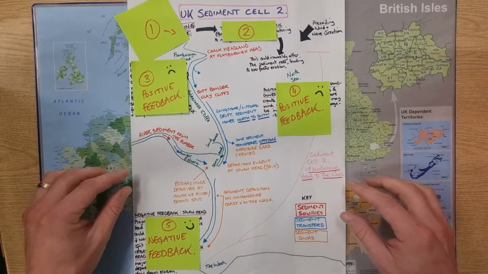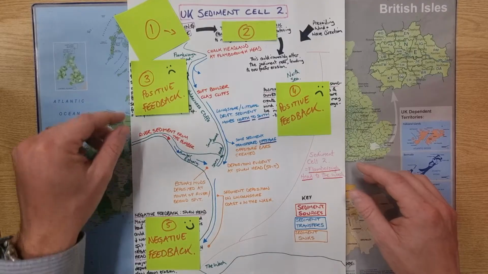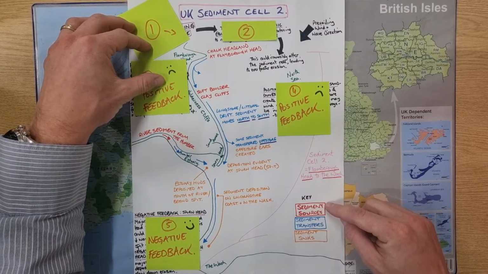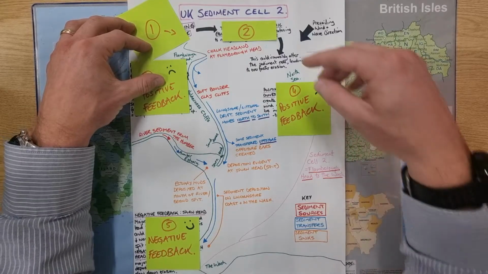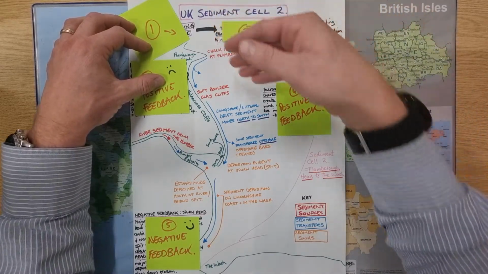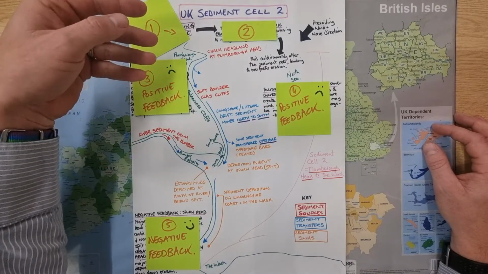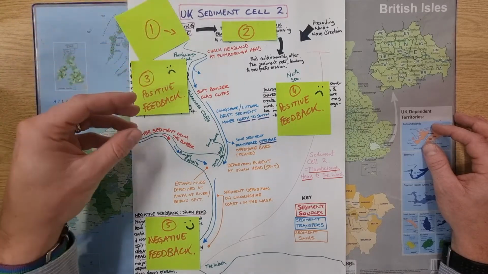Okay, so let's have a look at this particular example, UK sediment cell 2. This is the Holderness Coast in East Yorkshire. Now, this has got sediment sources. So there are places at which there's going to be erosion, and then we're going to get the sediment added to this system.